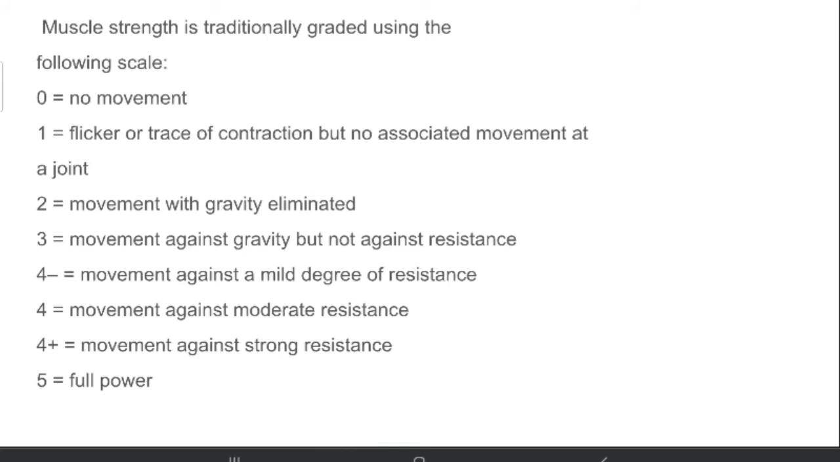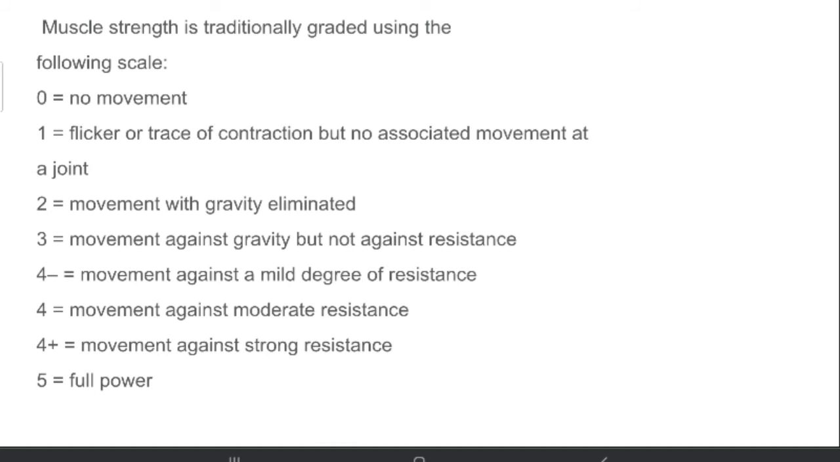If there is 0, there is no movement. If there is flickering movement, that is 1. 2 is movement with gravity eliminated, 3 means movement against gravity but not against resistance, and 4 minus, 4 and 4 plus. 4 minus means movement against a mild degree of resistance, 4 means movement against moderate resistance, 4 plus means movement against strong resistance, and 5 means normal, that is full power. In this way we can grade.